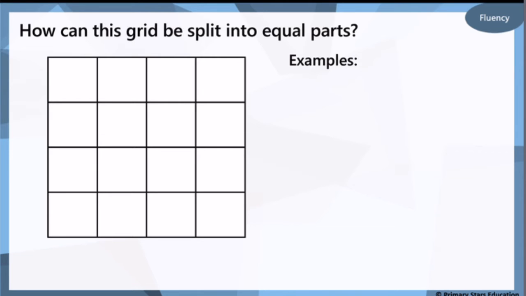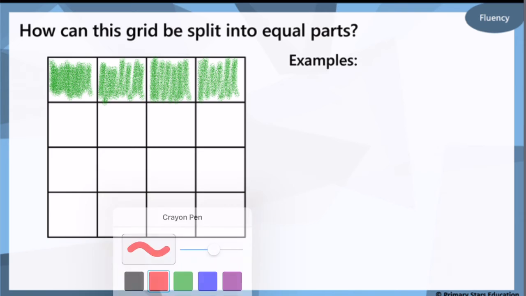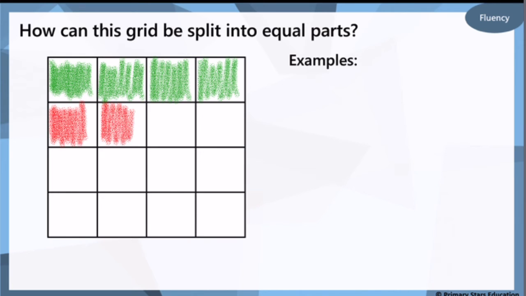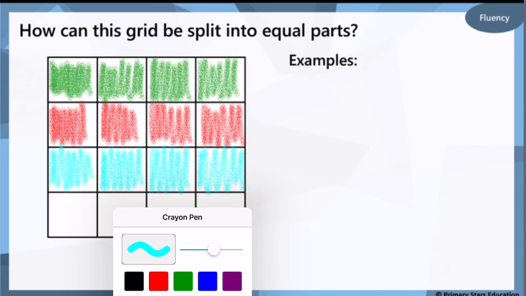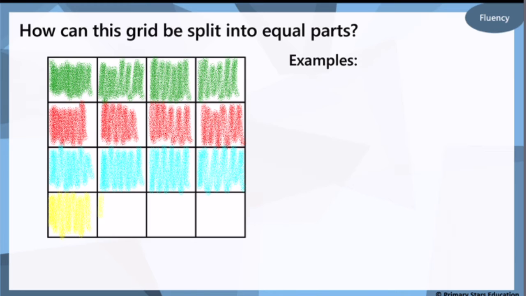Okay, let's have a look at this question. How can this grid be split into equal parts? So we know that equal means the same. So I'm going to use some colour and split my grid into equal parts. So I could have green, green, green and green. Then I could have red, red, red and red. Then I could have blue, blue, blue and blue. And then finally I could have yellow, yellow, yellow and yellow.